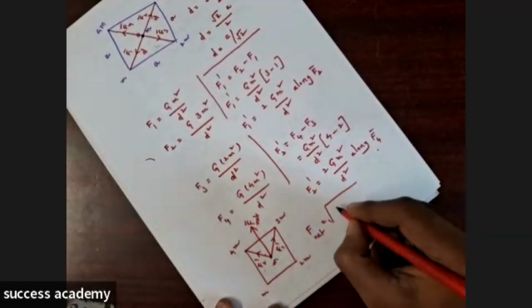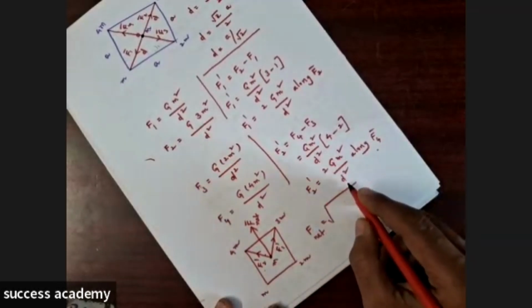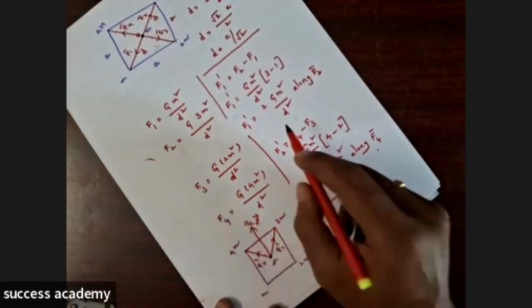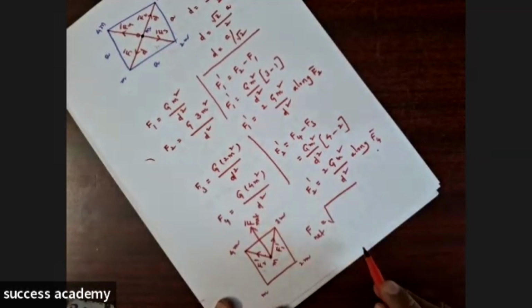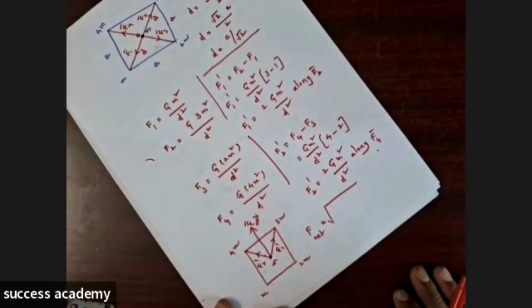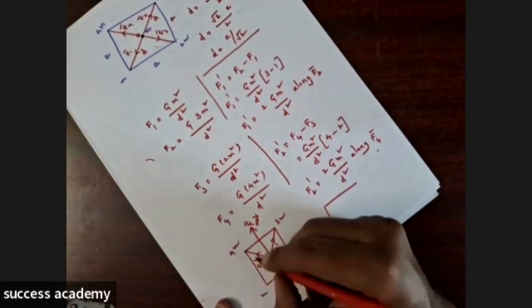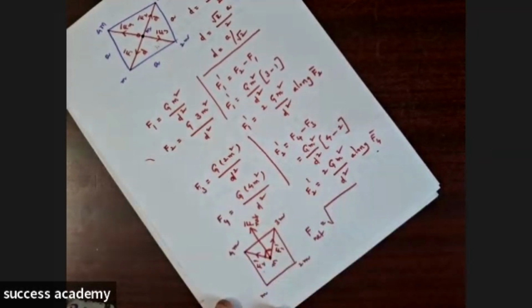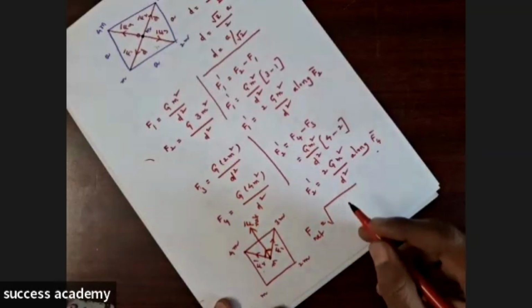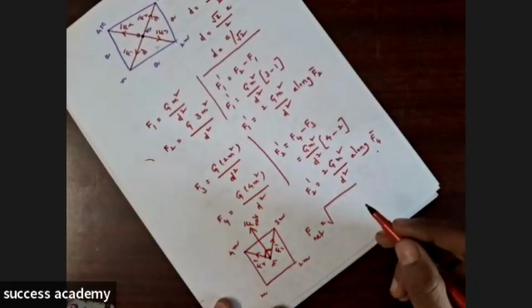F1 dash is nothing but what's the value? 2gm square by d square. F2 dash is also 2gm square by d square. Third term is not valid. Why? Because theta is equal to 90 degree here. Perpendicular, 90 degree. The angle between F1 dash and F2 dash is 90 degree. So here P square plus Q square plus 2PQ cos 90. Cos 90 is 0. So P square plus Q square, F1 dash square plus F2 dash square.